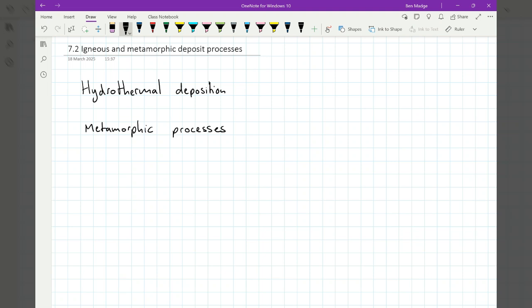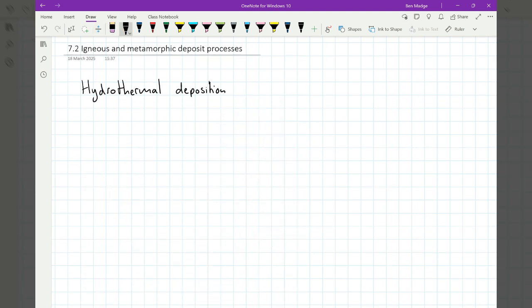Hello, and today we're going to look at igneous and metamorphic deposit processes. So igneous and metamorphic processes are mainly focused around hydrothermal deposition. Metamorphic processes are things like converting one stone to another through heat and temperature. So let's start off with hydrothermal deposits first.